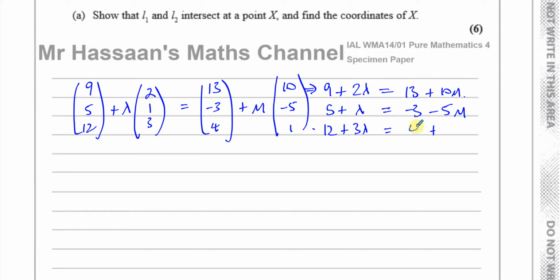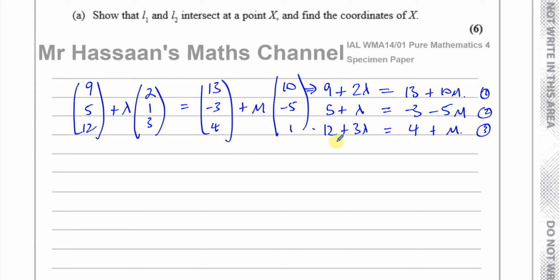So I have equation 1, equation 2 and equation 3. If I can find what lambda and mu are from one pair of equations and prove that those values of lambda and mu satisfy the third equation, then I will have proved that these two lines intersect, and then I can find where they intersect.